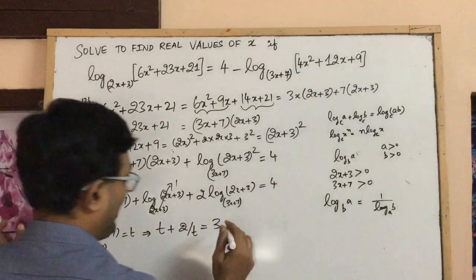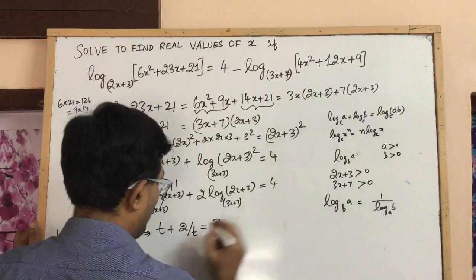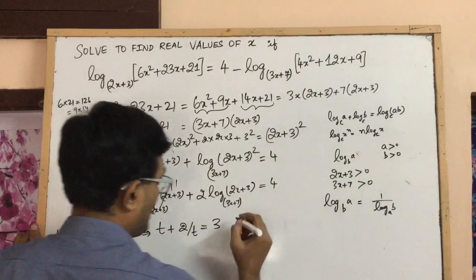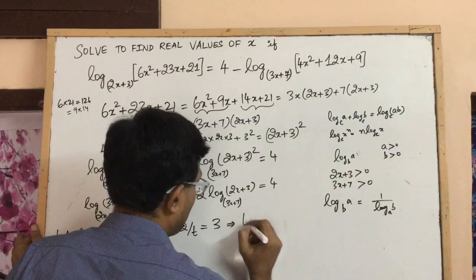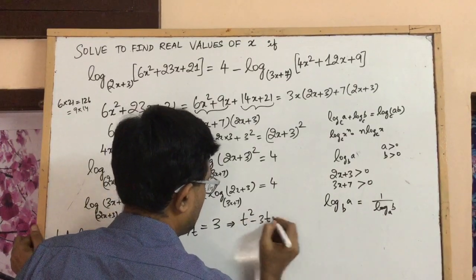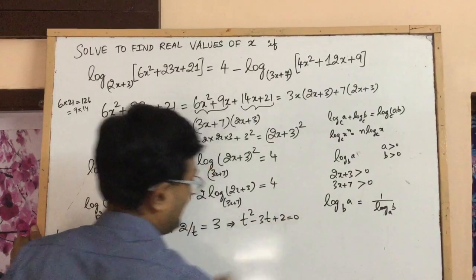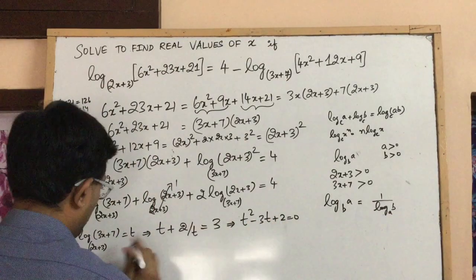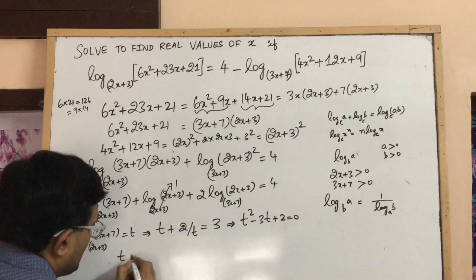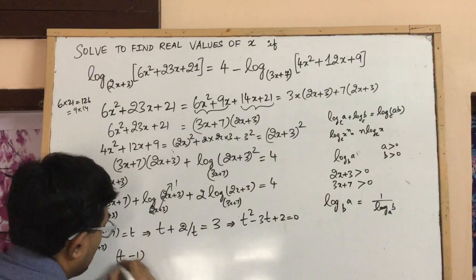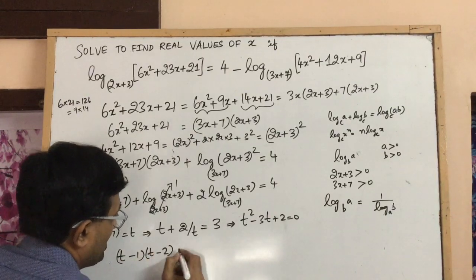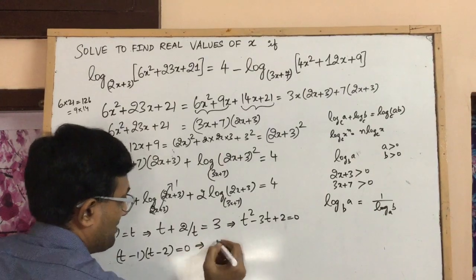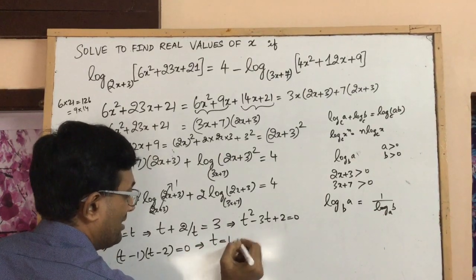Now this is a quadratic equation, where we take the LCM and cross multiply, and we end up with t squared minus 3t plus 2 is equal to 0. Or in other words, this can be factorized. This is t minus 1 times t minus 2 is equal to 0. This gives us t is equal to 1 or 2.